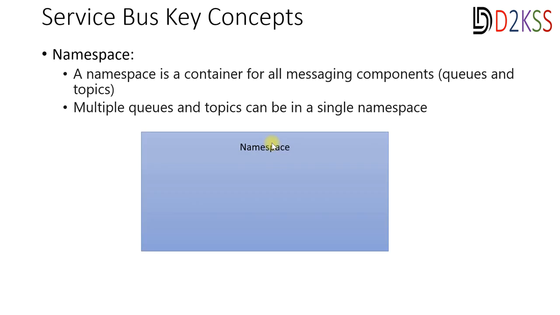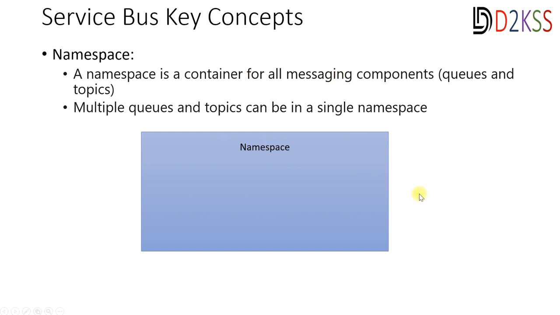Next, we talk about the key concepts in Service Bus. When you want to create a queue or a topic and create subscriptions, the first thing is you need to initiate the namespace. So what is a namespace? The namespace is a container for all messaging components, meaning that under the same namespace, you can create multiple queues and multiple topics to publish to the consumers. So that's what the namespace is, a container which can hold multiple topics or multiple queues under the same namespace.